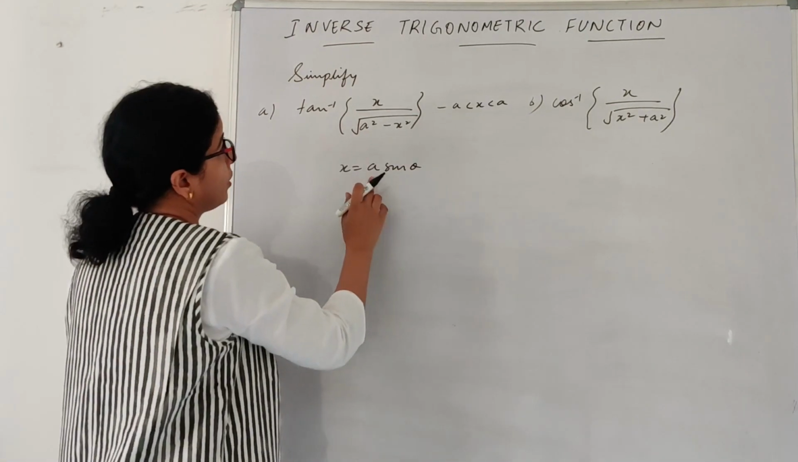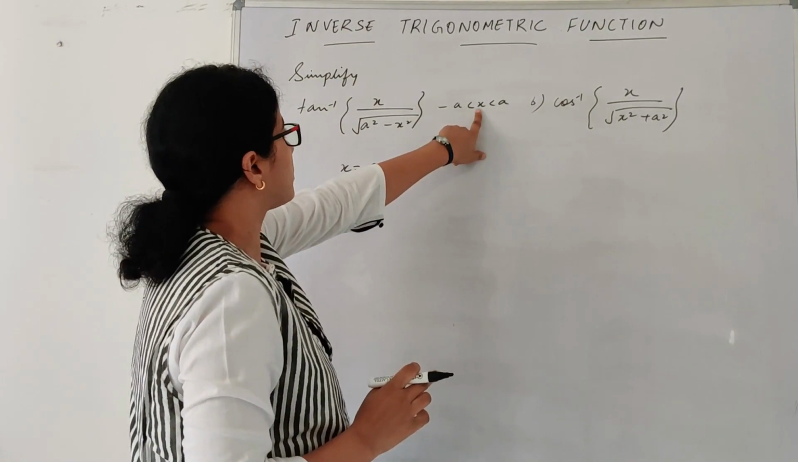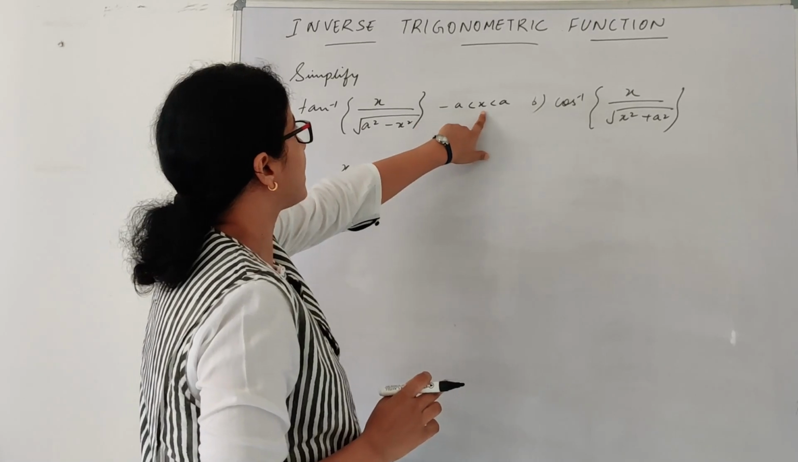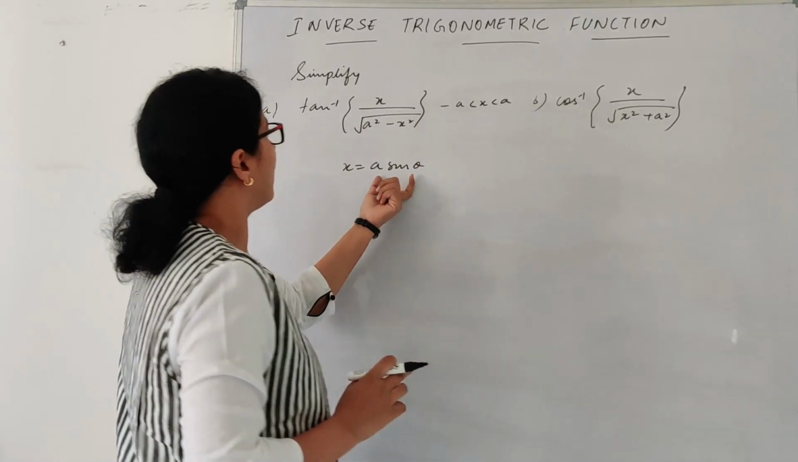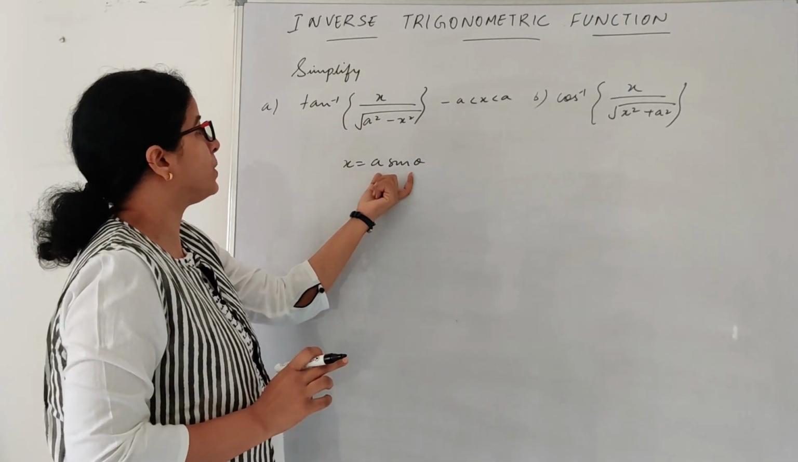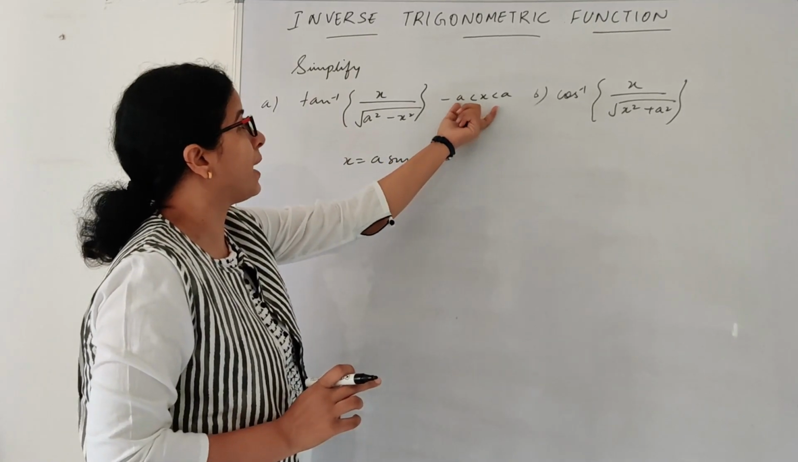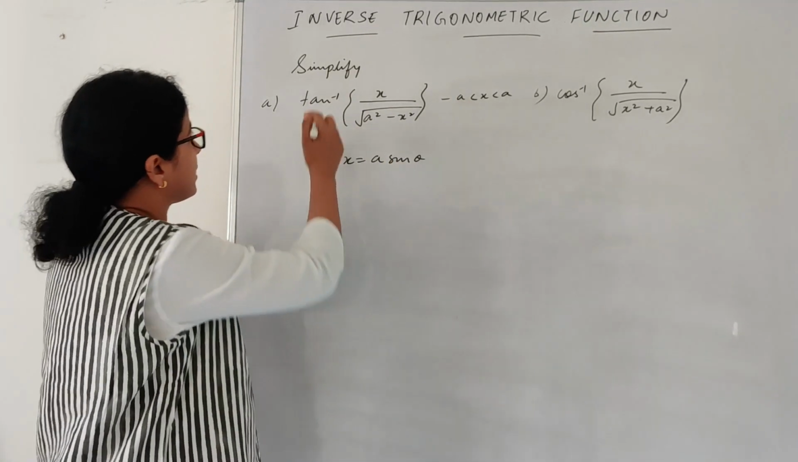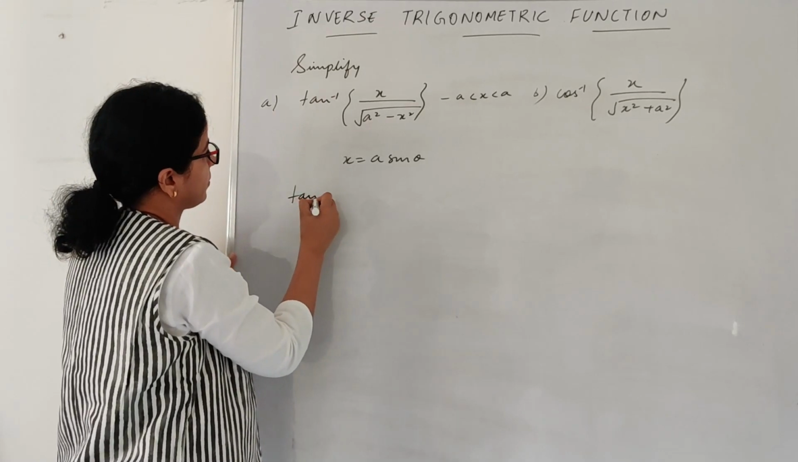Okay, and now you can check here also. If you substitute a sin theta, then minus 1 ≤ sin theta ≤ 1, so my value lies between minus 1 and 1. Okay, so that is also satisfied. So now substitute here.